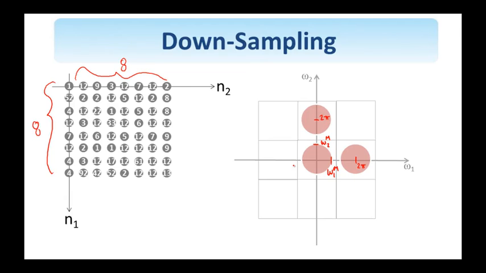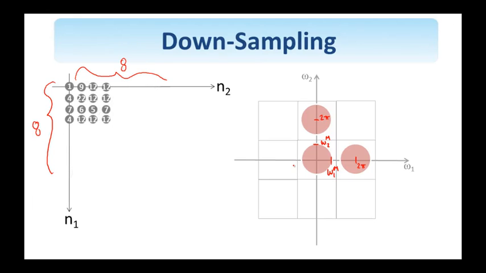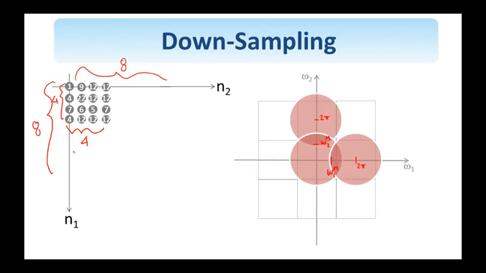A simple or naive way to perform this downsampling is to remove every other column and every other row of the image as shown here. So therefore I end up with a 4 by 4 image. What happens in the frequency domain is shown here. The spectrum is squeezed down, the height is reduced.